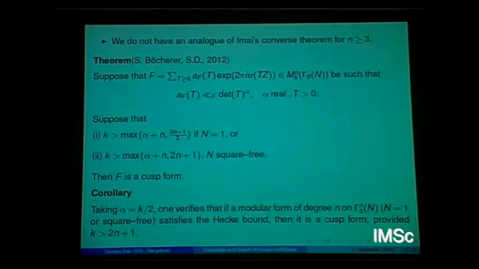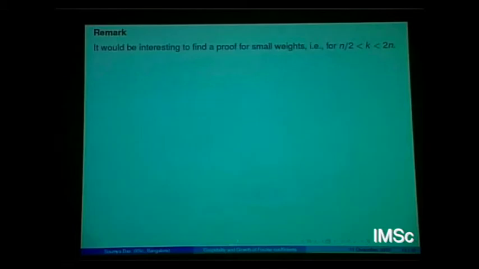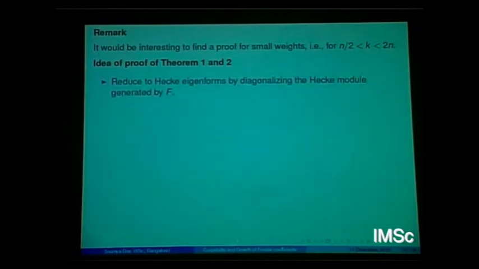Now, there is a remark. It will be interesting to find a proof for smaller weights, namely for k a bit bigger than n by 2 and 2n, because our proof won't apply here. So, we really need the weight to be large. Let's have a little idea of the proof. I think there is only one theorem.